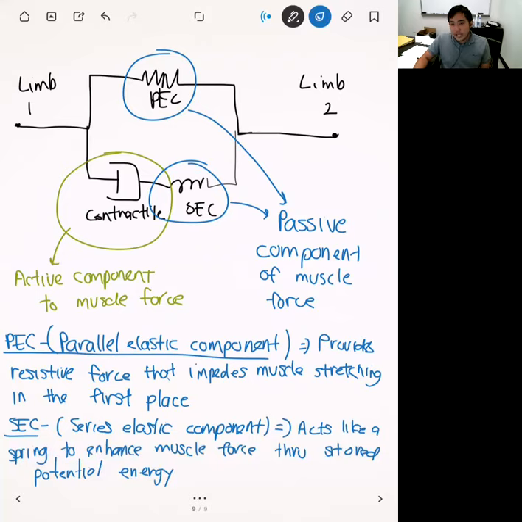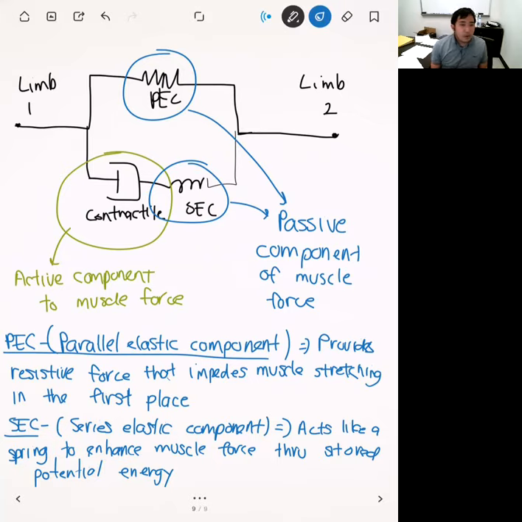right? And so the example that we did in class was that, whenever you want to enhance a certain action, the best thing to do, or one of the best things you can do, is actually to stretch that muscle first, right? And then, by stretching that muscle, you get the SEC to basically enhance whatever force that you want to generate. Okay. All right.